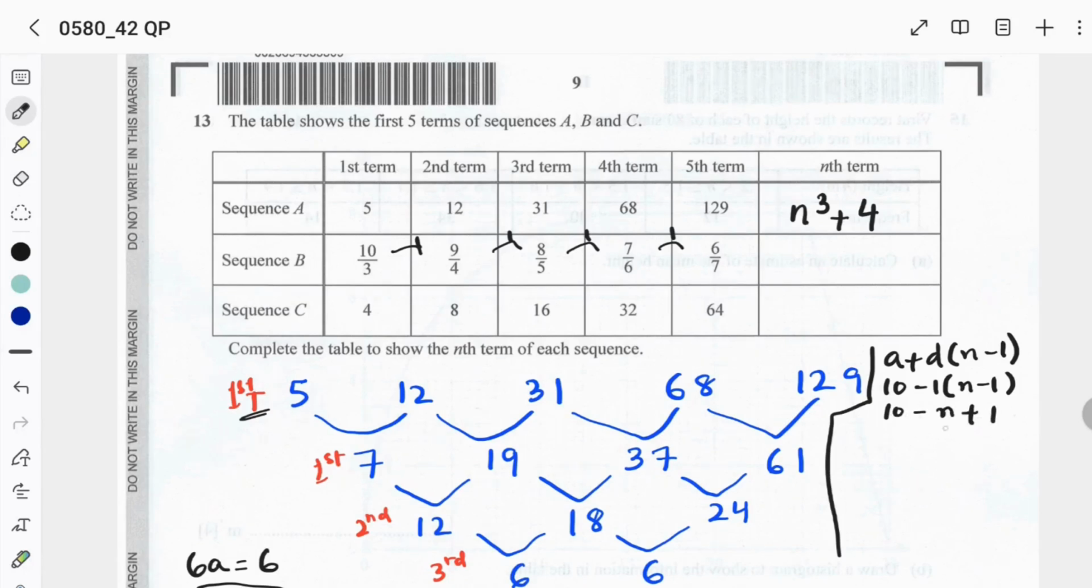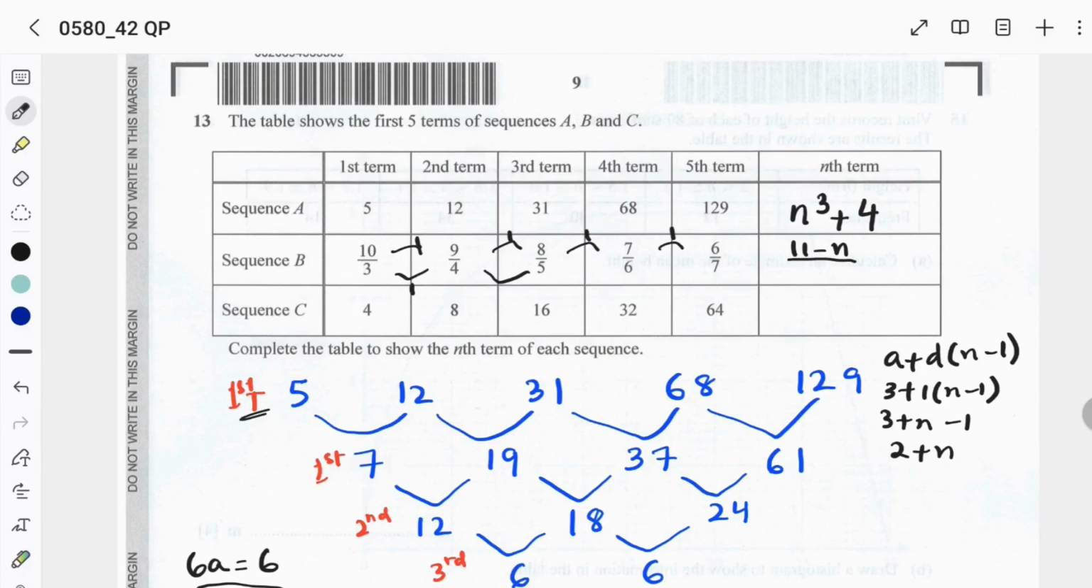So you will have 11 minus n as the numerator, and in the denominator we find it's also a linear sequence, 3, 4, 5, 6. Here also the difference is 4 minus 3 is 1, 5 minus 4 is 1, positive 1. All right, so 1 is the common difference and 3 is the first term. So 3 plus 1 times (n minus 1), 3 plus n minus 1. So you have 2 plus n, you can write down.